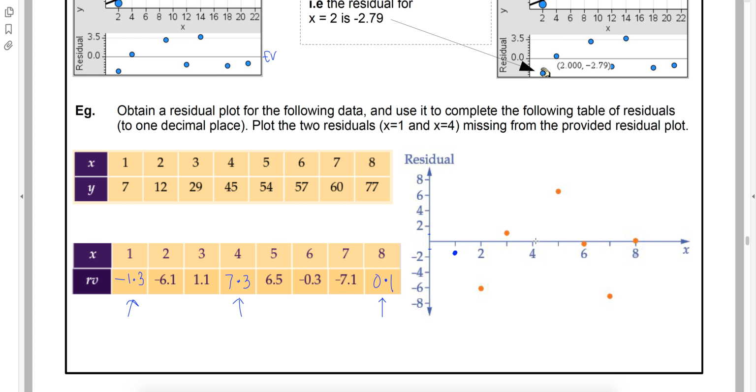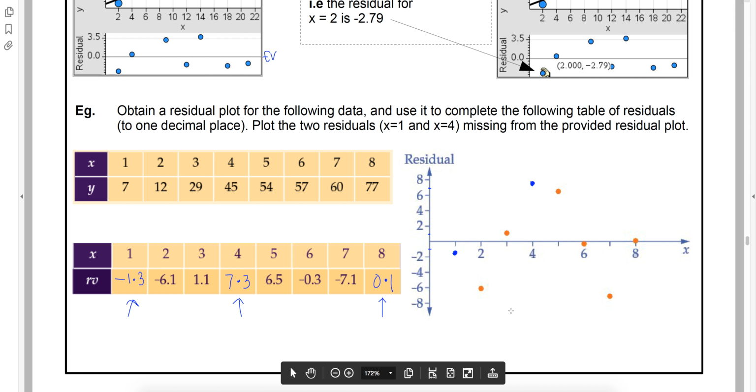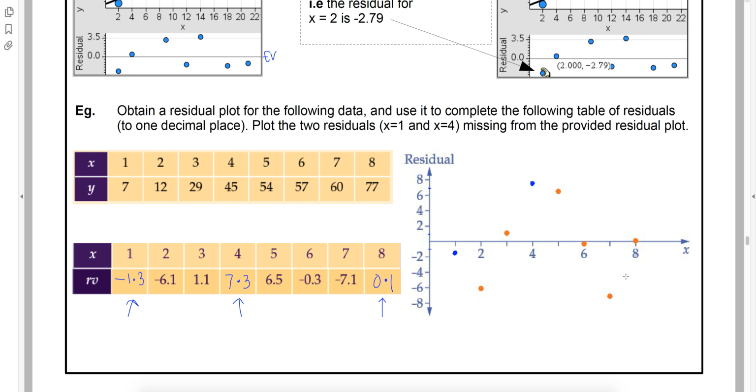So x is 4. I'm going to go up to, so there's 7, 7.4, so nearly halfway. Use a ruler so yours is more accurate. Mine's a little bit of guesswork. So make sure it lines up with the 4 as well. So there's one of the other missing points. The 8 was already there, so I'll leave it as is. So as you can see, if you need to plot a missing residual, you can do it this way. If you don't have the data, you would most likely have to find that residual using the actual minus predicted and then plot it. So that's also possible.